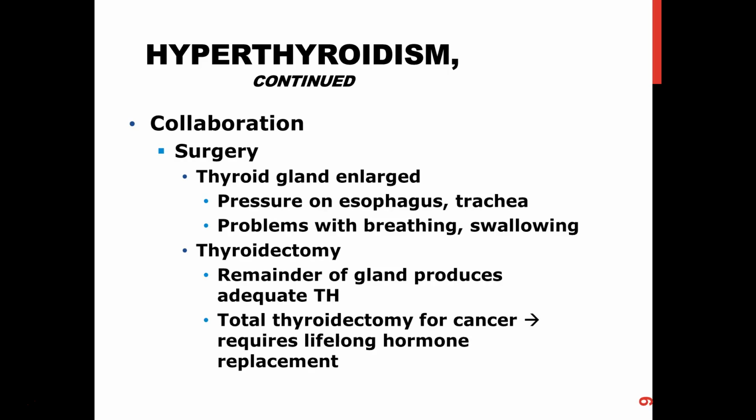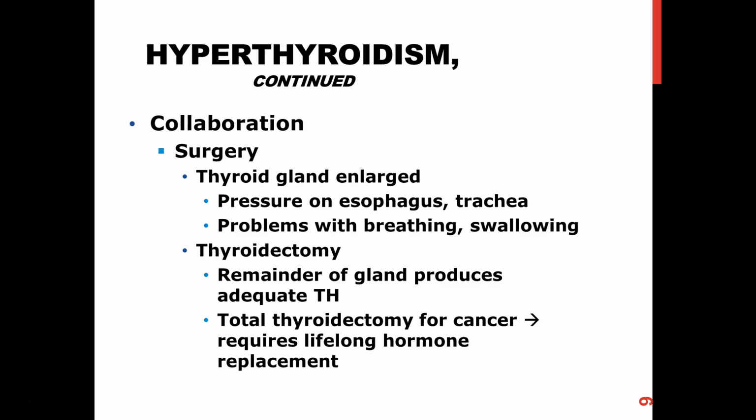The collaboration or treatments for hyperthyroidism are, they first try medication to suppress the secretion of thyroid hormones, but sometimes the thyroid gland is enlarged, and we know where it sits, in a very important area surrounded by the esophagus and the trachea. Some of these thyroid problems with big goiters can really press on the esophagus, making it difficult to eat and swallow, and of course if it's pressing on the trachea, patients can have breathing problems and respiratory issues.